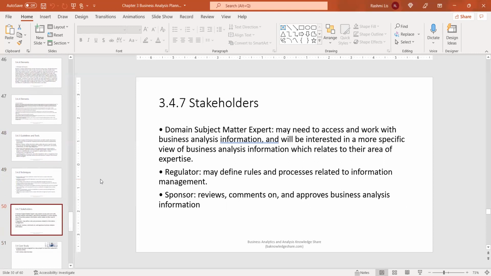There are just 3 stakeholders involved in this area. You have the domain subject matter expert that may need access and work with business analysis information, and will be interested in a more specific view of business analysis information, which relates to the area of expertise. The regulator may define rules and processes related to information management. In this case, it could be someone in the healthcare industry, some sort of regulation or a HIPAA regulation that you need to be aware of in terms of managing information. Sponsor reviews, comments on, and approves business analysis information.